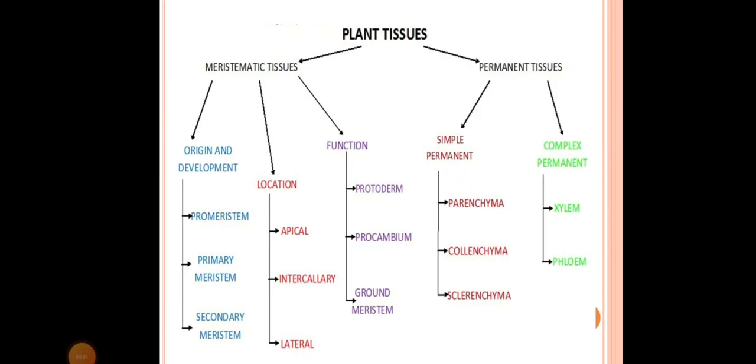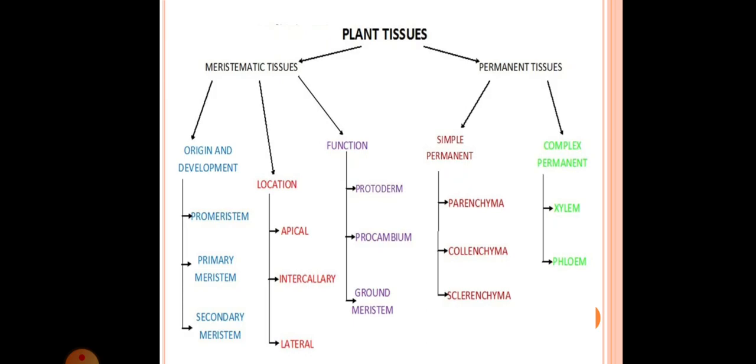Good afternoon, students. In the last video we studied the classification of the meristematic tissues. These meristematic tissues are divided according to their origin and development, according to their position or location, and according to their function. According to their origin and development, the meristematic tissues are divided into three types, that is the promeristem, primary meristem, and secondary meristem.